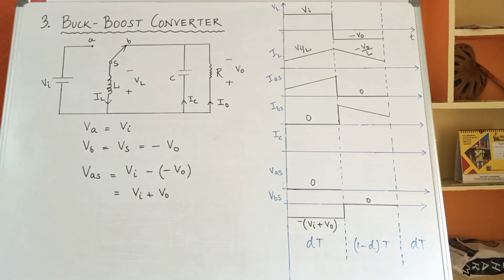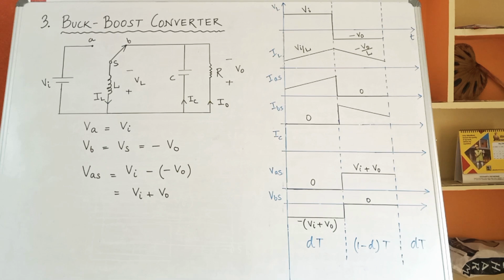As A point is connected to the positive terminal of the input DC voltage VI, VA is equal to VI. B and S point are shorted and B point is connected to the negative of the output voltage V0. So VB is equal to VS is equal to minus V0. So VAS comes out to be VI plus V0. Thus, here I have represented VAS as VI plus V0 during this T off region or 1 minus dt period.